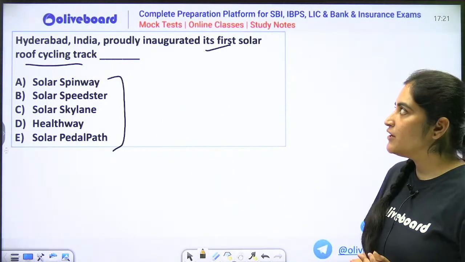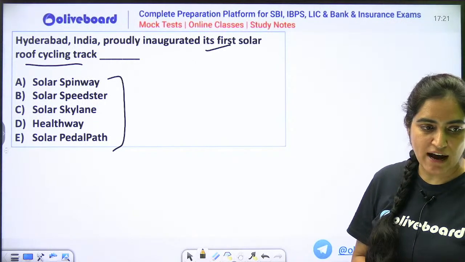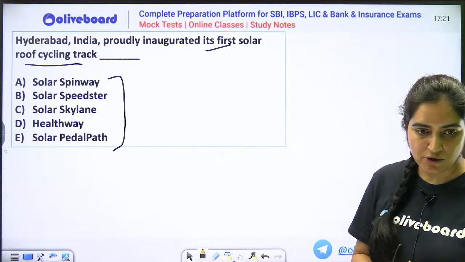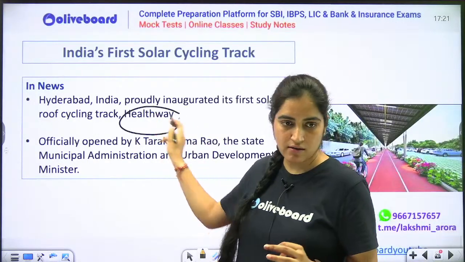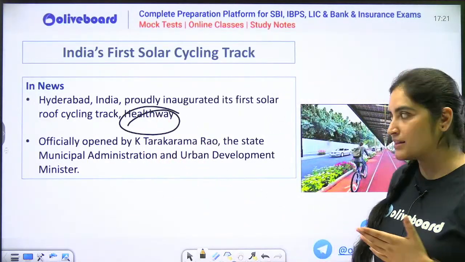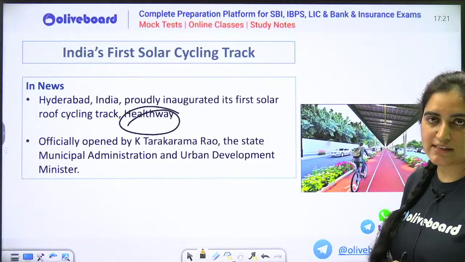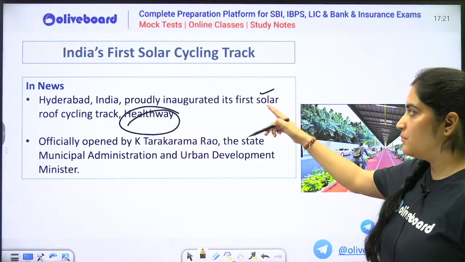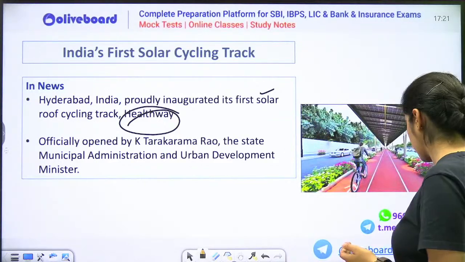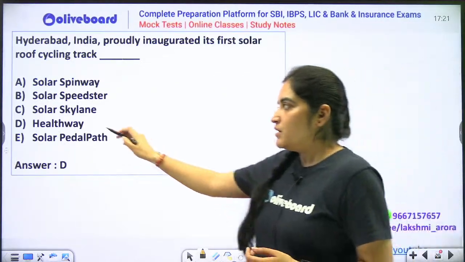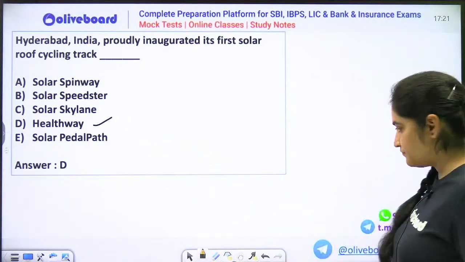Now tell me what could be the answer of this. Hyderabad, India proudly inaugurated its first solar roof cycling track. What could be the answer? The answer to this is Healthway. So Healthway is the track that has been there for the cycling, which is using your solar energy. So option number D is correct over here.